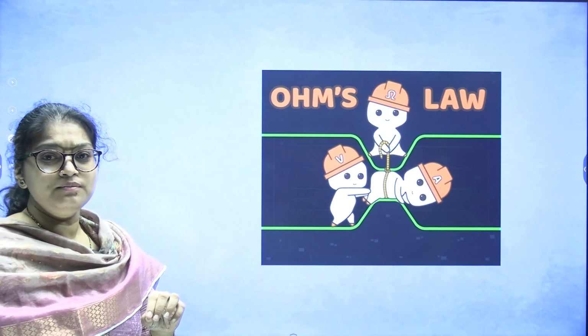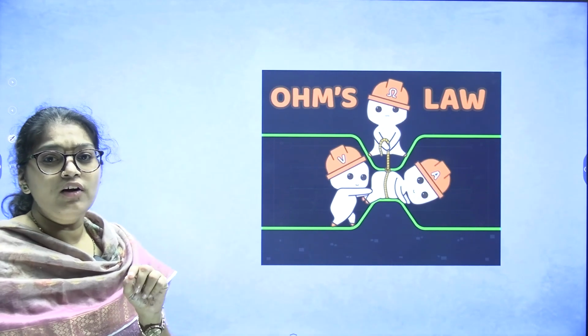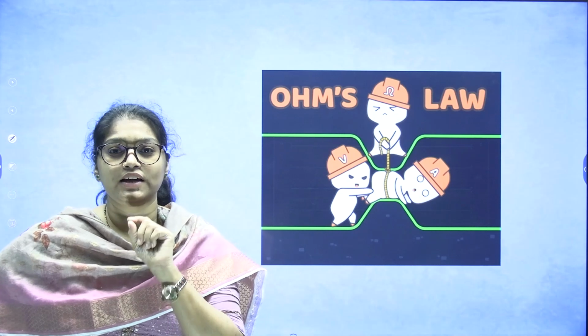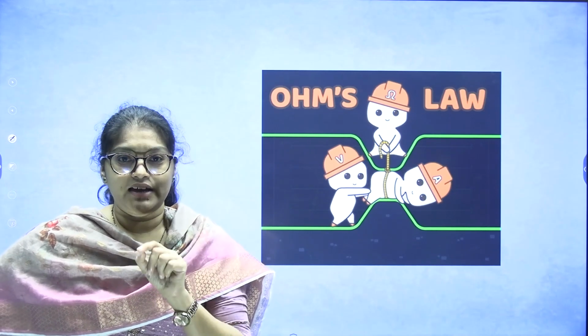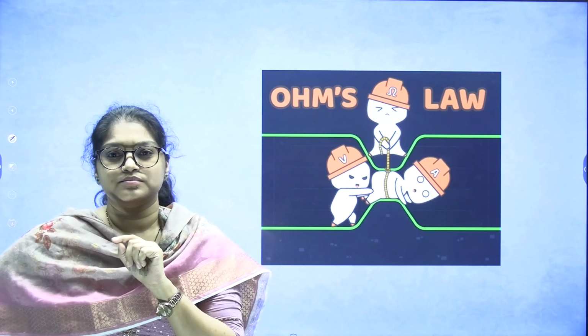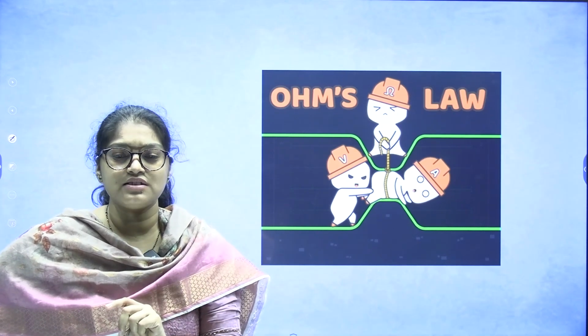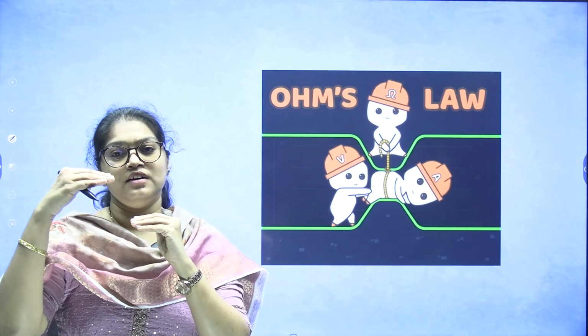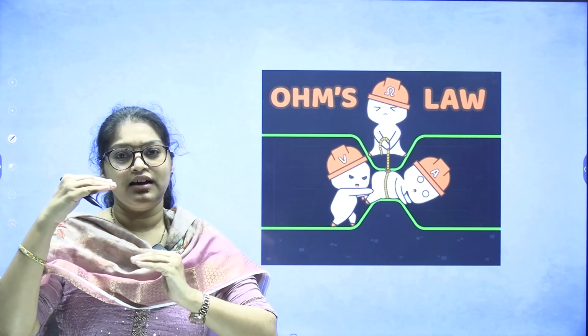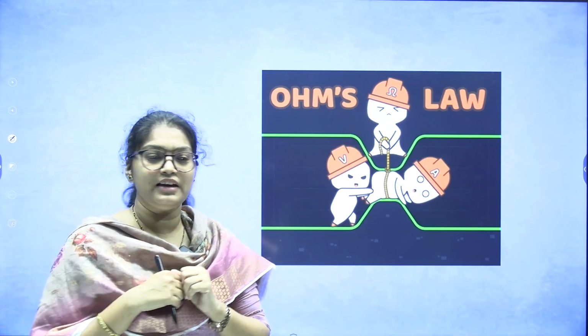According to Ohm's law, what did I say? Voltage is directly proportional to the current at constant temperature, which means if voltage increases, current also will increase. If voltage decreases, current also will decrease. Clear?